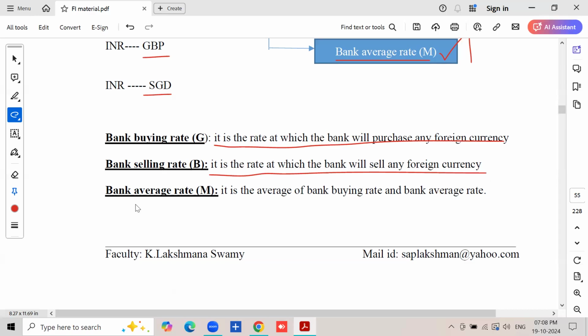Then bank average rate. It is the average of bank buying rate and bank selling rate. It's not average, right? Please rectify this. In the place of average, you have to write selling rate. So it is the average of bank buying rate and bank selling rate.